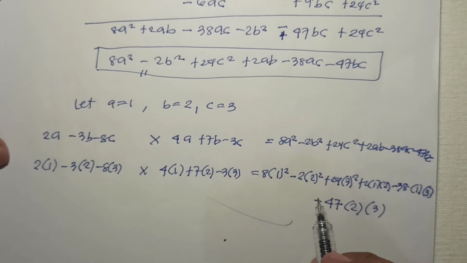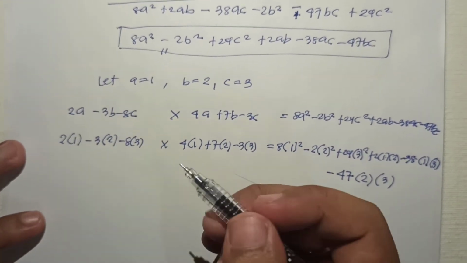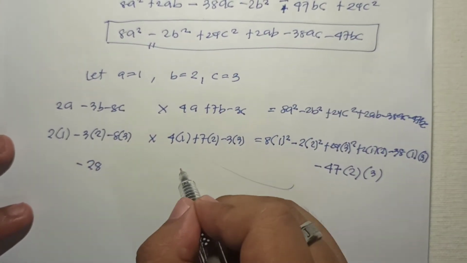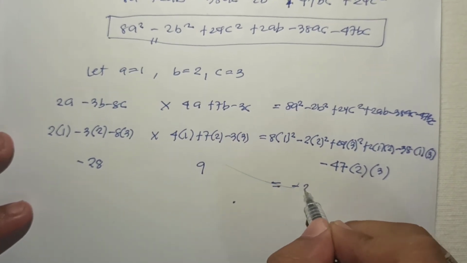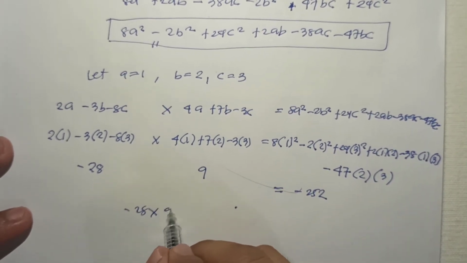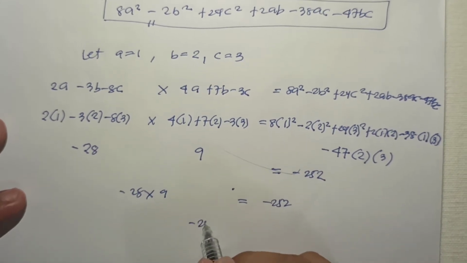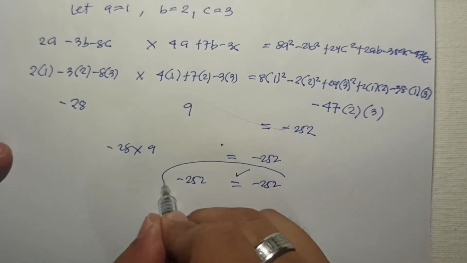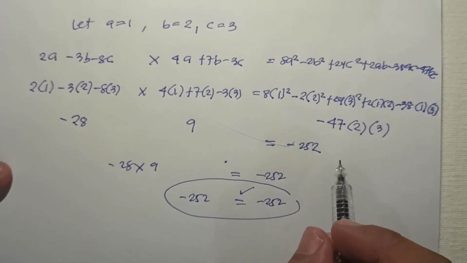So if we're going to simplify that one, we can use a calculator. So we have here negative 28, and this is 9, and this is negative 252. So negative 28 times 9 is the same as negative 252. So negative 252 is equal to negative 252. So check. So this is the checking. So therefore the answer is correct.